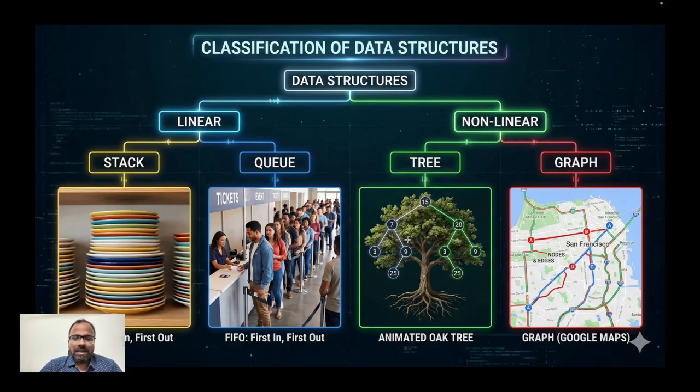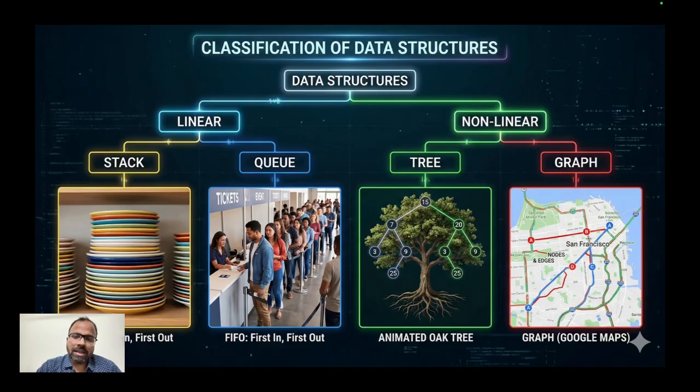Tree is just like a family, like family members. If you have to draw a group of family members, that is one thing. And for a graph, you can take the example of maps. A location A is connected to B, and B is connected to C. This looks like a graph. I hope this concept is clear.